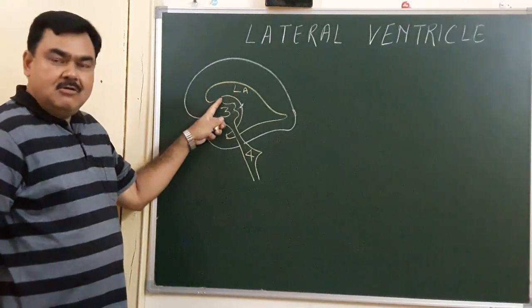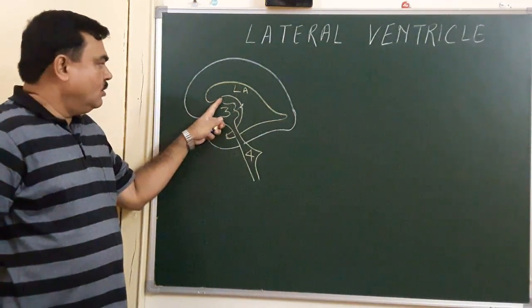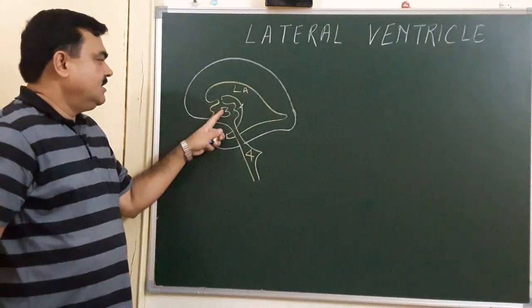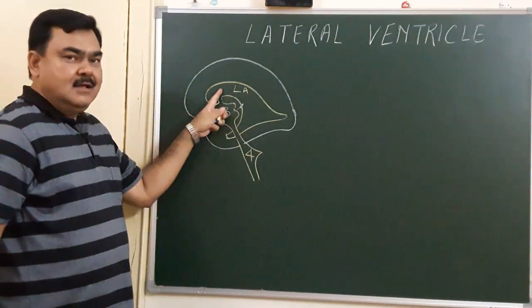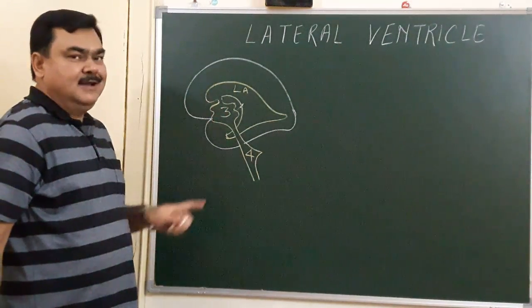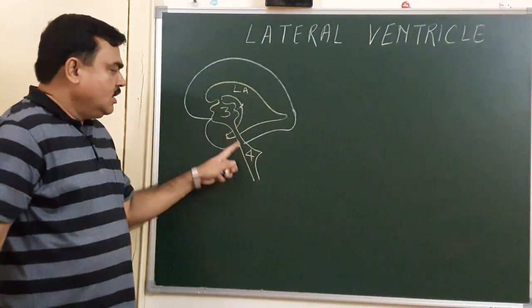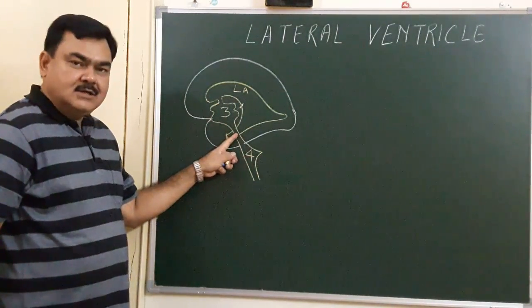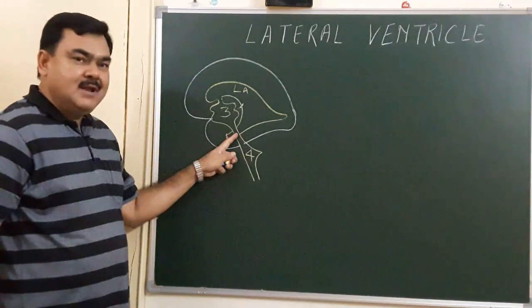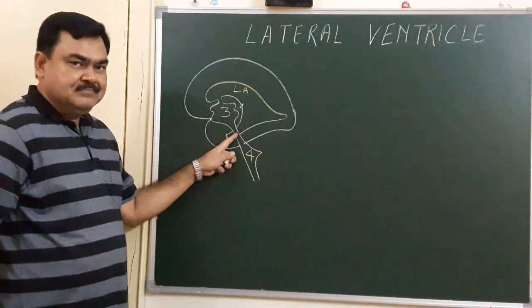Here is the interventricular foramen of Monro, through which this lateral ventricle communicates with the third ventricle, and this third ventricle communicates with the fourth ventricle through the cerebral aqueduct of Sylvius. This is the cerebral aqueduct of Sylvius.